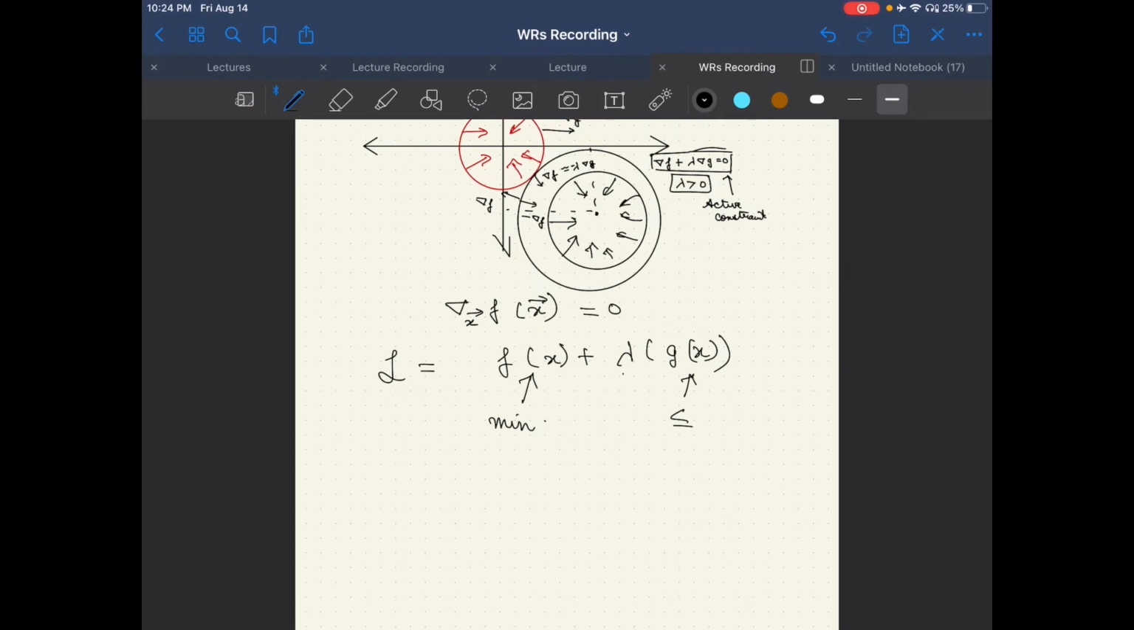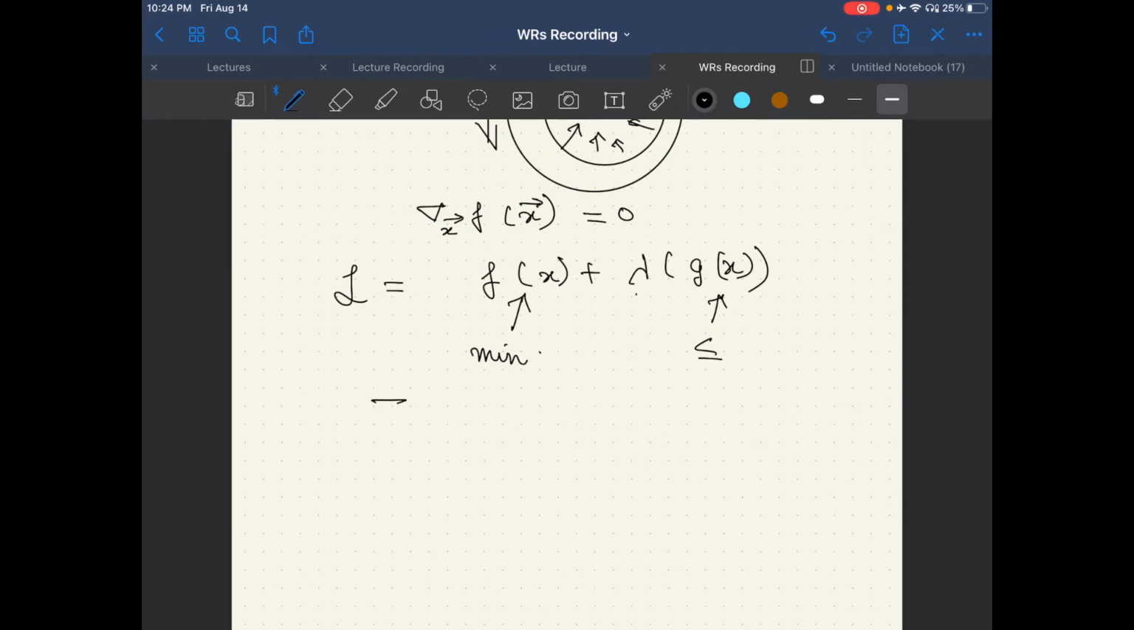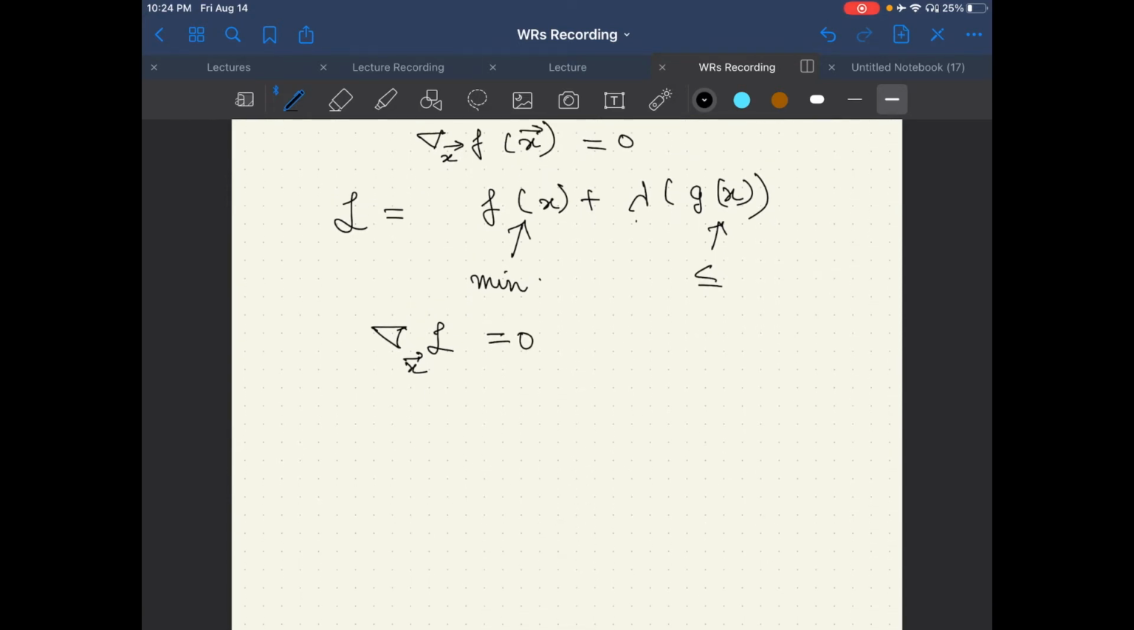And for having the general case, what we will do here is that we will take the gradient of Lagrange with respect to all the variables that constitute x and equate it to 0. And in addition to that, we have a condition that lambda should be greater than 0, and it should also be equal to 0 when the constraint becomes inactive.